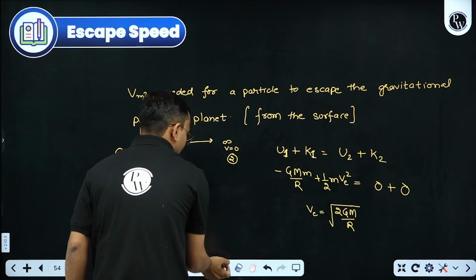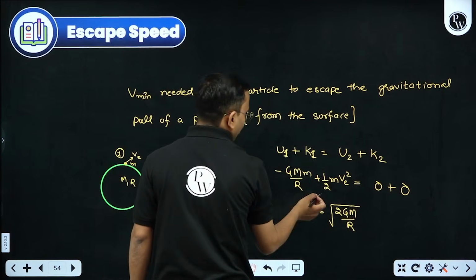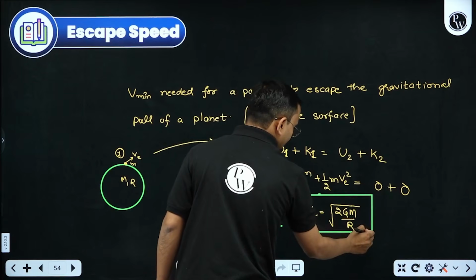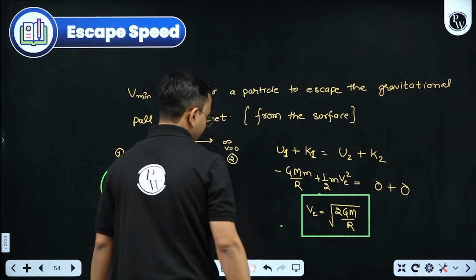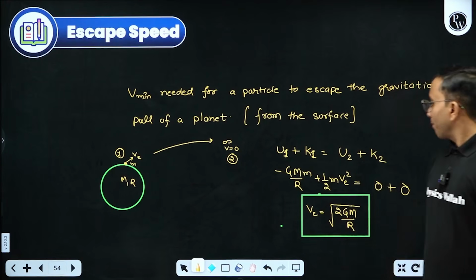And for Earth, if we put the radius of Earth and mass of Earth here, we get the answer to be 11.2 kilometer per second, 11.2 for Earth if we do. Okay.